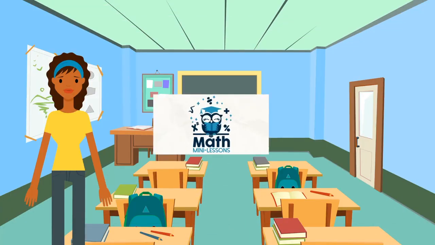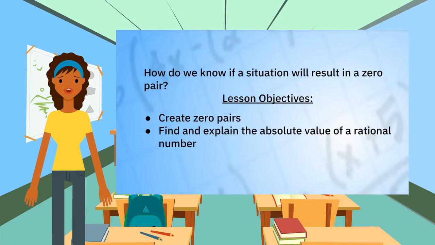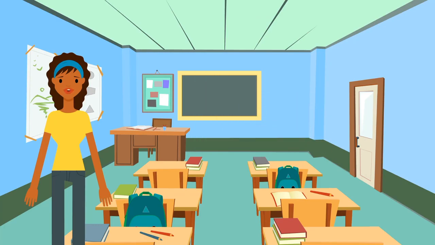I'm Sarah, and today we're going to talk about zero pairs. We're going to figure out how to know if a situation will result in a zero pair. That means creating them and finding the absolute value of rational numbers. That's our objective for today.